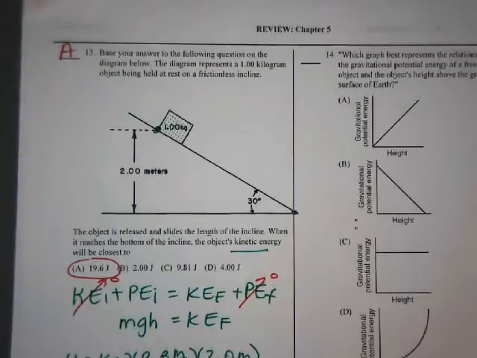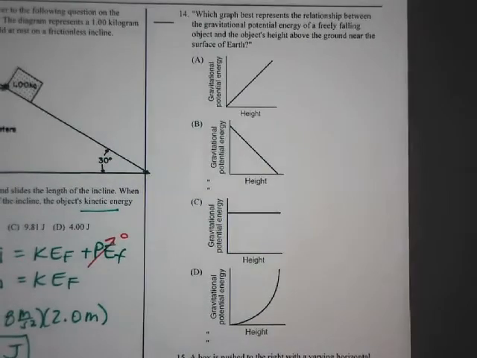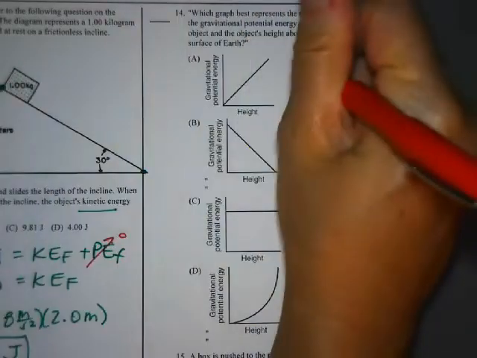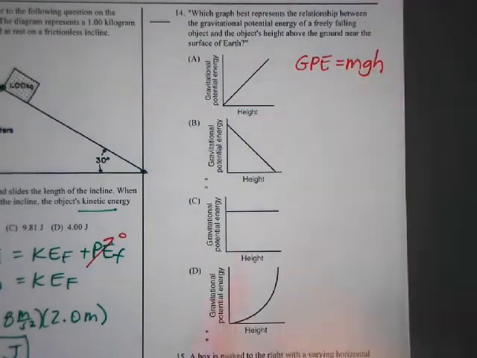I'll put A up there. All right, now we have a graph for number 14. It says, which graph best represents the relationship between the gravitational potential energy of a freely falling object and the height above the ground near the surface? Remember, gravitational potential energy is equal to mgh. So as the height increases, so does the gravitational potential energy.